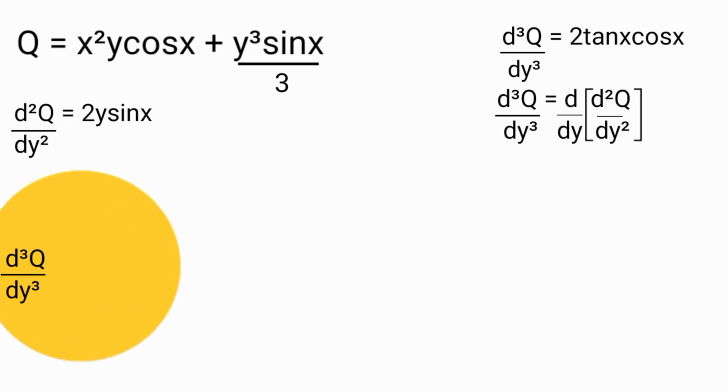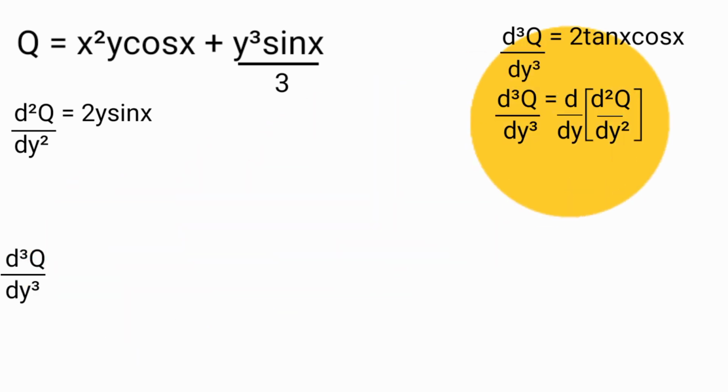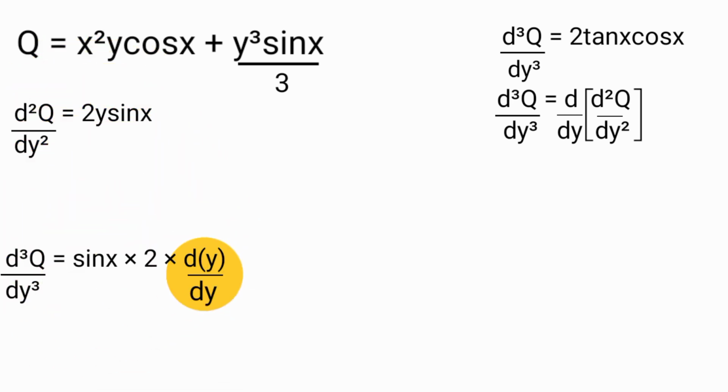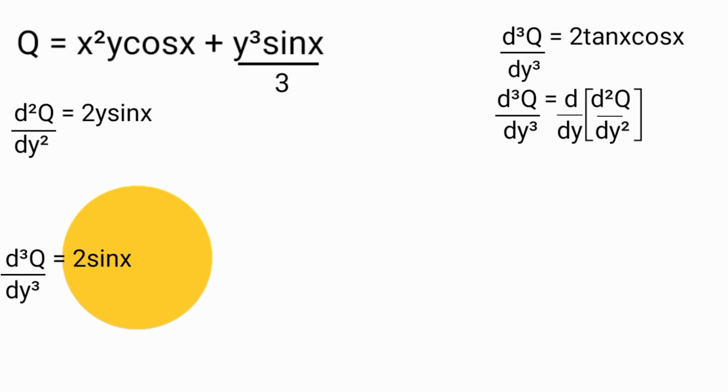Coming back to the third derivative with respect to y now, the third derivative is the differential of the second derivative. So here, the differential of 2y sin x, 2 and sin x are constant, and the differential of y is 1. 1 times 2 times sin x is 2 sin x. So therefore, d cube q dy cube is 2 sin x.